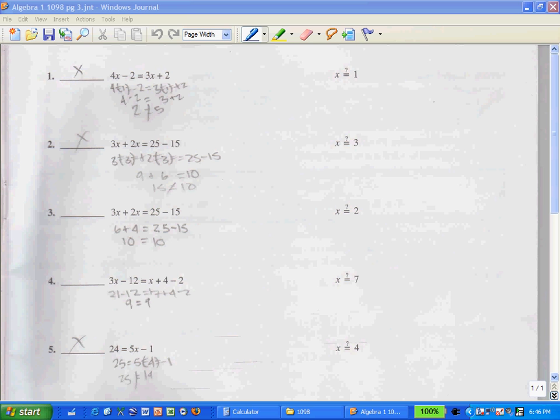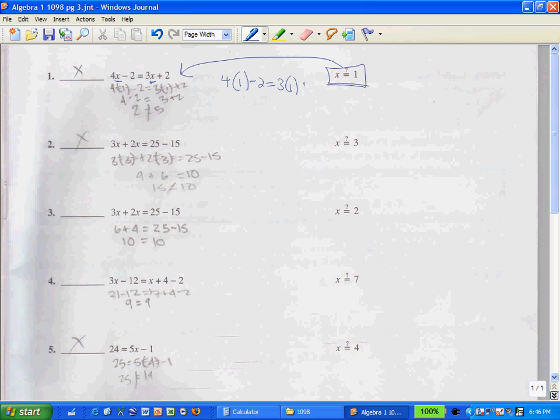Here, what we're going to do is insert into the equation what they're telling us x equals. Here they're telling us that x equals 1. We're going to insert it into the equation to see if what they're telling us is true. So wherever we see x, we're going to put a 1. So 4 times 1 minus 2 equals 3 times 1 plus 2. Okay? 4 times 1 is 4, minus 2 equals 3 plus 2.